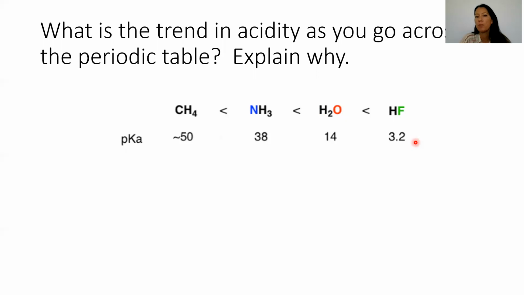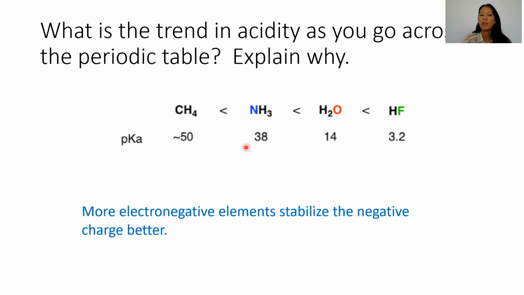But why? What's the biggest difference? The main thing that explains that is electronegativity. The more electronegative, the more it can stabilize the negative charge. Because remember what electronegativity is, the propensity for an atom to draw electrons closer to it or more negative charge. That's more stabilizing.